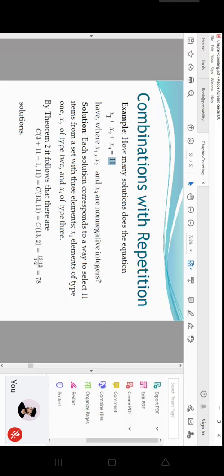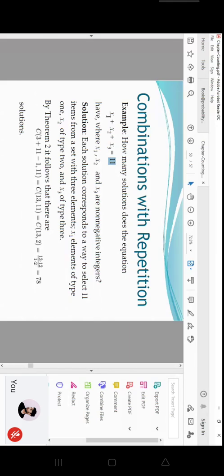Now, the concept coming is that it's a combination with repetition problem. You can also think in this manner: whenever your R is greater than N, that is, the number of elements you are selecting is greater than your total number of elements N, is it possible to cover it? No. That time we have to think that it must be with repetition, otherwise I can't fulfill that R.